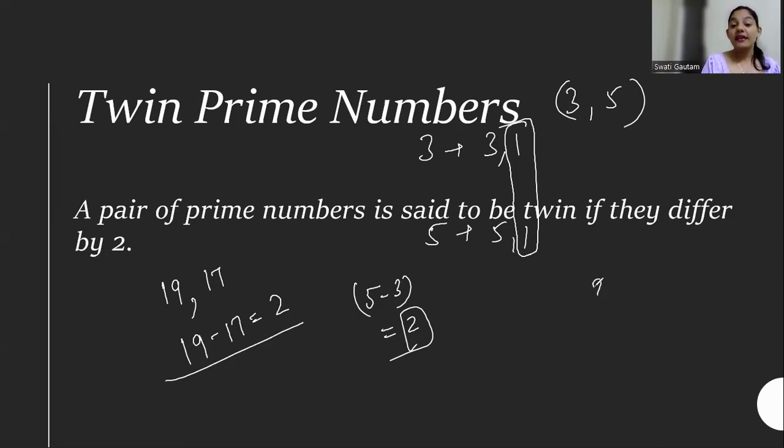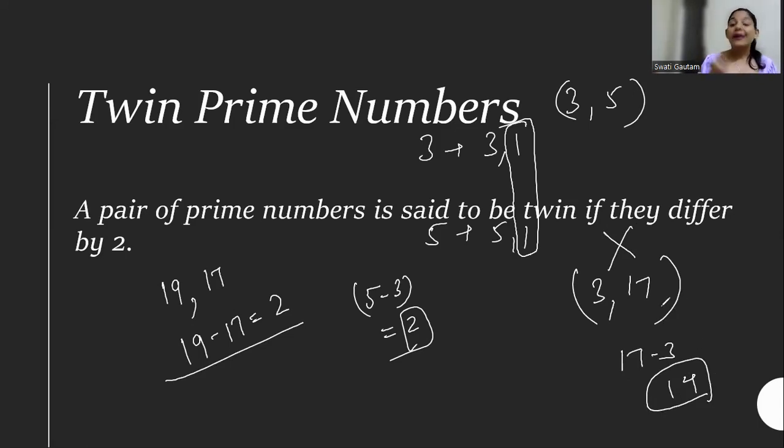But if I say 3 and 17, they are not twin primes. They are co-prime, but they are not twin primes, because the difference between these two numbers is not 2, it is 14. So twin prime numbers are those prime numbers which have a difference of 2.